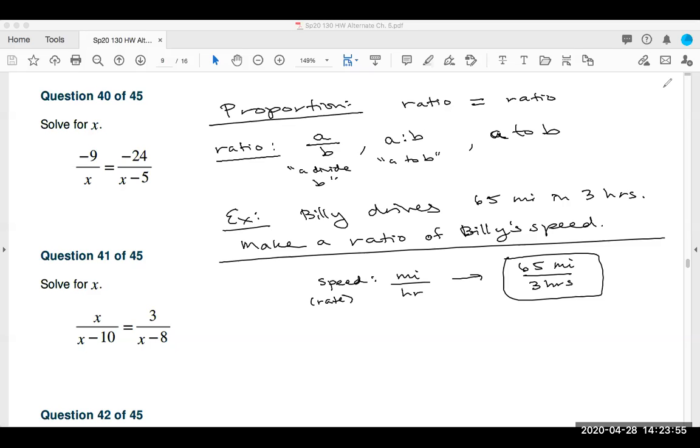All right, so a proportion is when you have one ratio set equal to a second ratio. Okay. So we're going to set equal and solve. Let me clear this out.